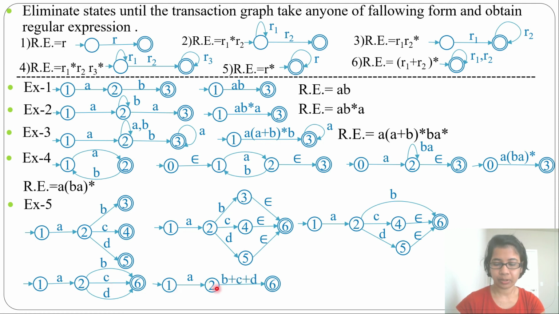Now just remove state 2. After removal of state 2, it will be A concatenated with (B+C+D). Now the regular expression is this: A concatenated with (B+C+D). In the next lecture, I will explain some more examples. Thank you.